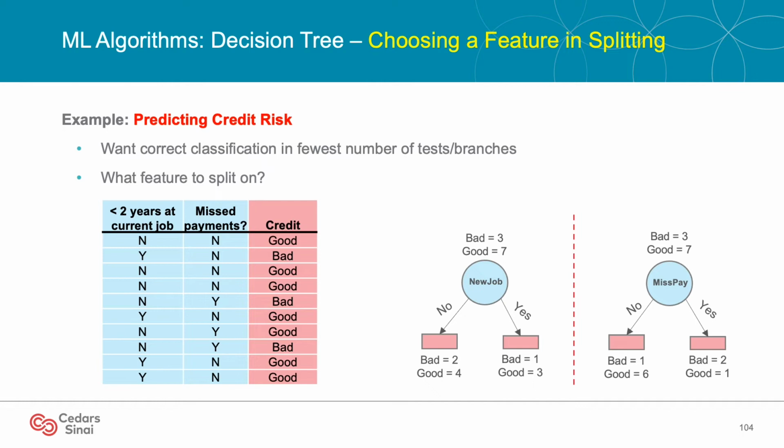Show of hands, raise your hand if you think the right side gives you the better homogeneous split. Raise your hand. How about the left side? Raise your hand. So it is the right side.